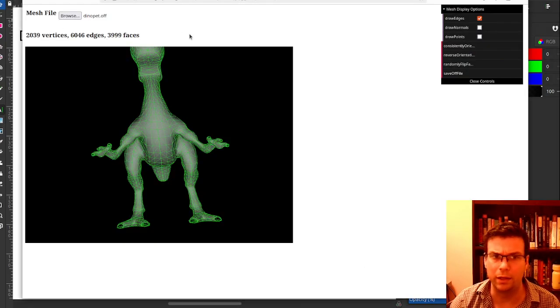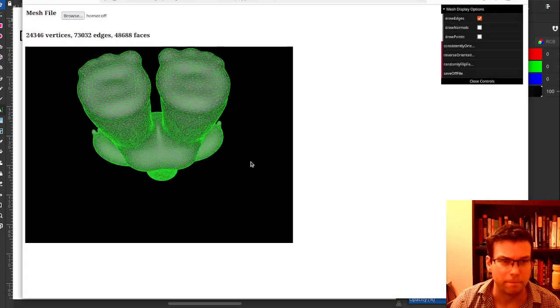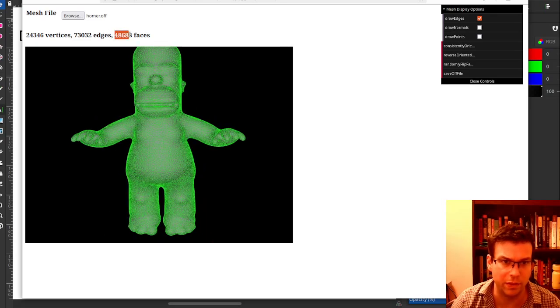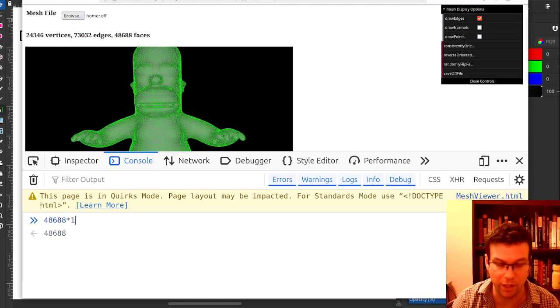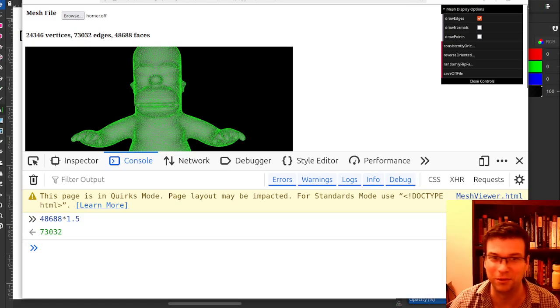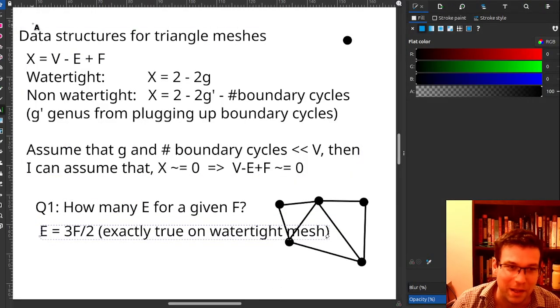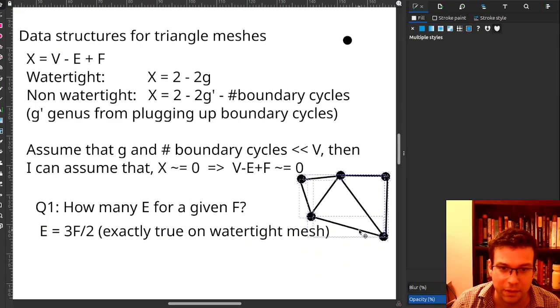Actually, just to check that, let's say I go back to Homer. I'm saying the number of edges should be 1.5 times the number of faces. So let me just see that. If I multiply this number by 1.5, I get exactly 73032. So I'm not lying to you, or at least proof by example. That's not what we want to do, but it works on that example.